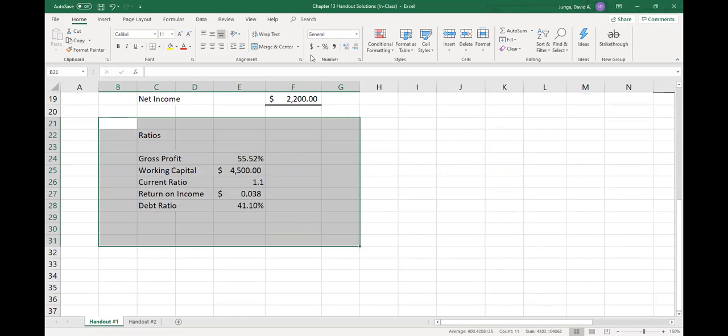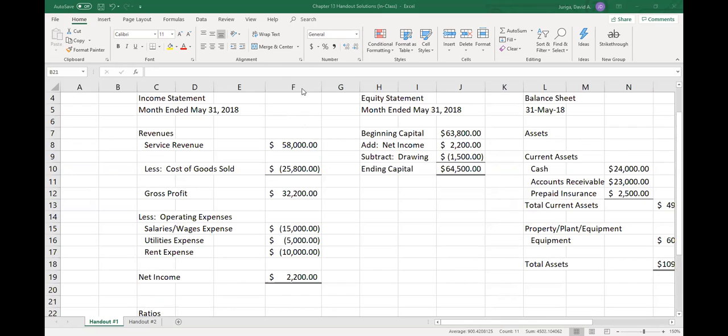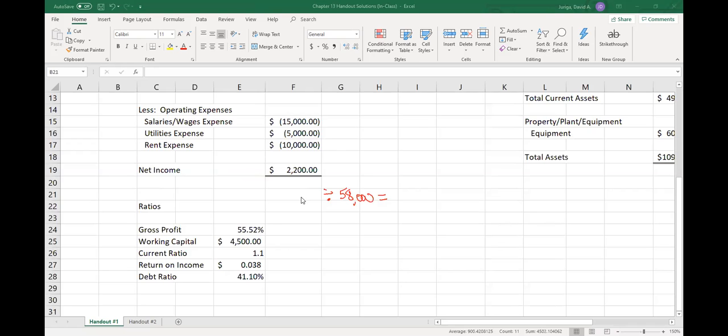So if we did gross profit, your gross profit percentage would simply be this. What you would do is take the gross profit, in this case 32,200, and divide that by 58,000. And that's it. That's all you do. It's just a ratio.